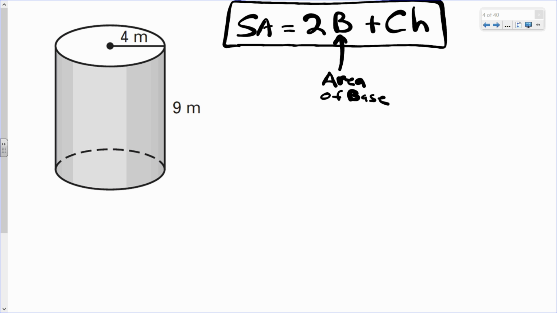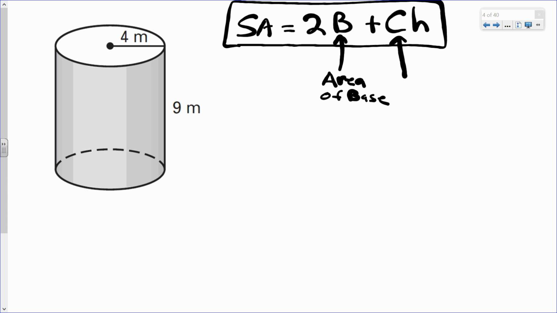Capital B doesn't mean just base, it means area of the base. Base is just like a side of a triangle, or a side of a parallelogram, or a side of a trapezoid. Capital B means area of the base, which I'll talk about shortly. What is the area of the base here of a cylinder? We'll talk about that right now. Right now I just want to talk about what each variable means.